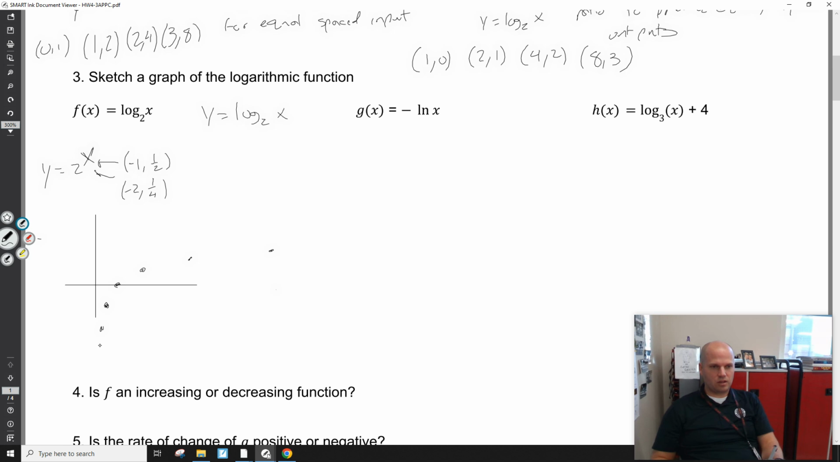So you end up seeing this graph of a log. You can't plug in 0. You can't plug in negative values because 2 to the x is never negative and 2 to the x is never 0.